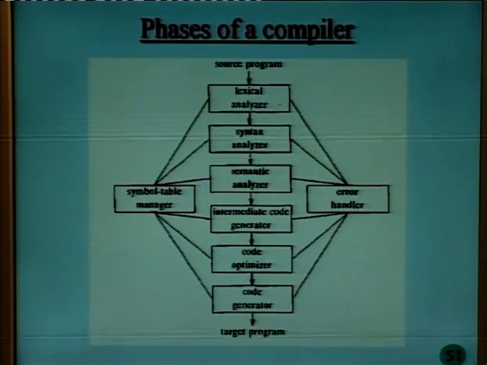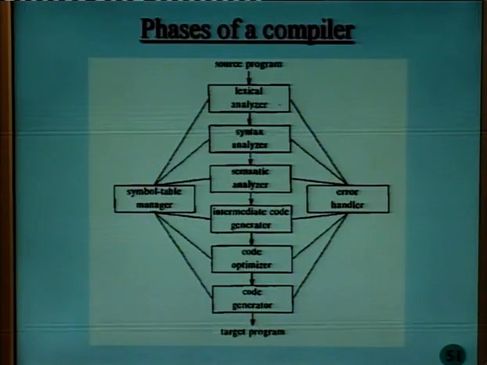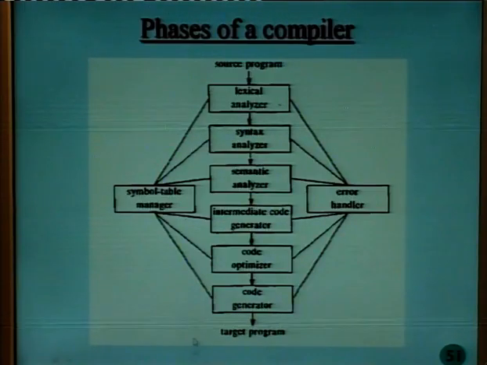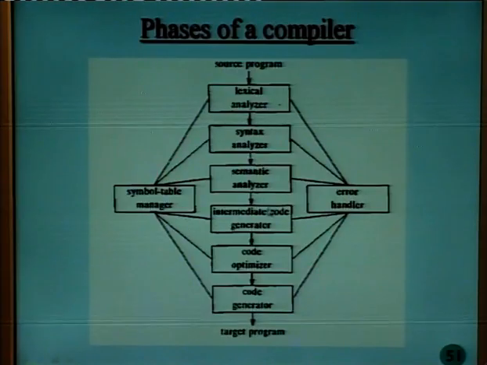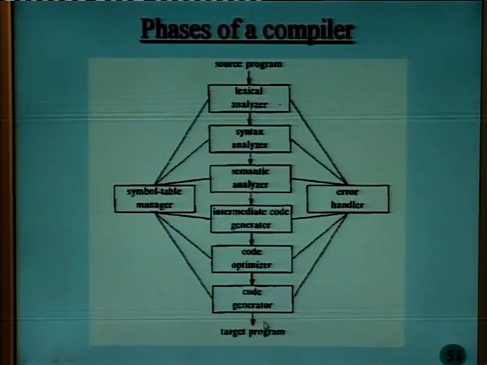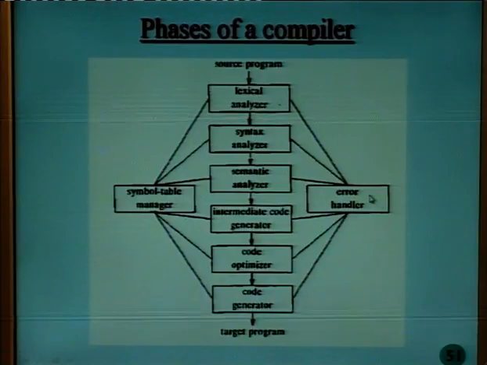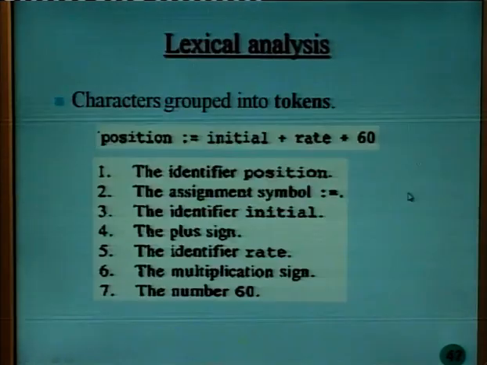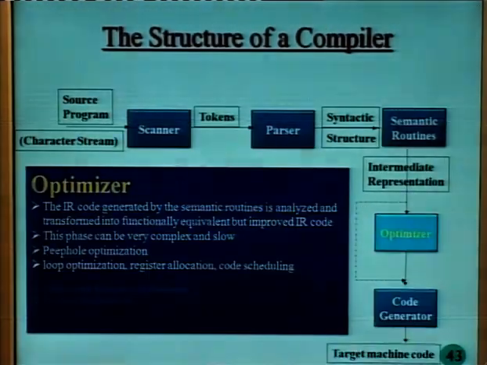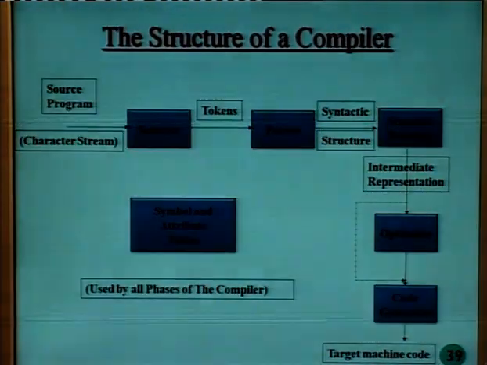So the first phase of the compiler is the lexical analyzer, and then the second is the syntax analyzer, semantic analyzer, intermediate code generation, code optimizer, and code generation. With these different phases, we have two informal phases: one is symbol table management and the other is the error handler. So we start with the design of the compiler.